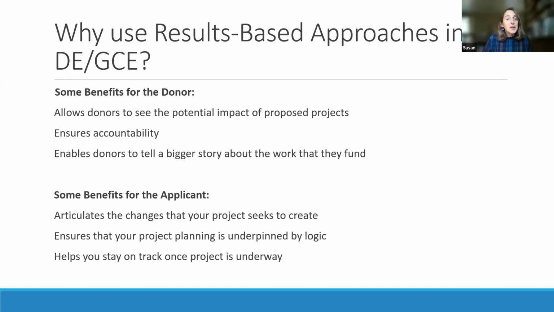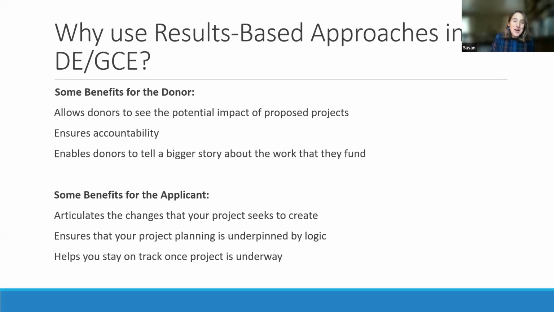It also ensures accountability because, as we'll see later, your results framework links up with your budget and they can see how every bit of your budget is going to add to some type of change. And then it enables them to tell a bigger story about the work that they fund. And that's very important, say, within Irish Aid, where some people working in Irish Aid might not know much about development education. They'd be like, why don't we spend that money on more overseas aid? But it enables them, when they pull all the results frameworks together, to say, look, this is the kind of change we created. So there are benefits for them.